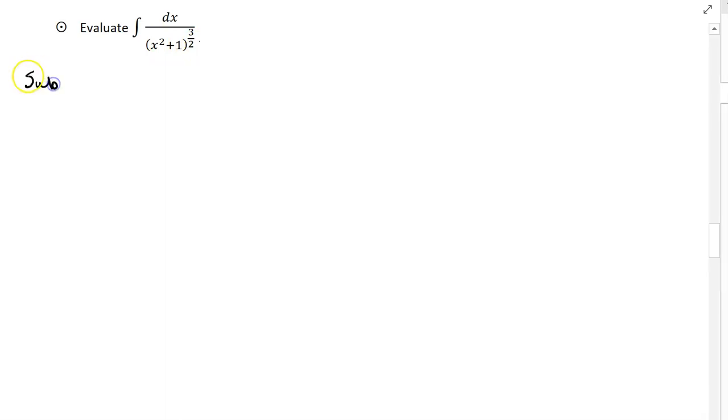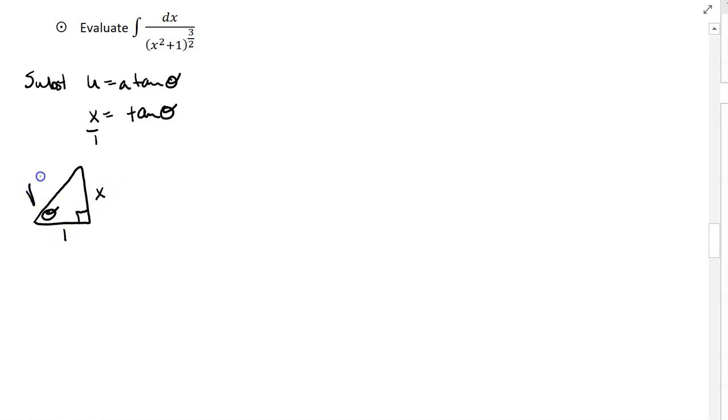So I'm going to substitute u equals a tangent theta, and u is going to be x, and a is going to be 1. So x is going to be equal to tangent of theta. That's understood to be over 1. So my triangle theta, opposite over adjacent, looks like this. And if you use the Pythagorean theorem, you get the other side is the square root of x squared plus 1.